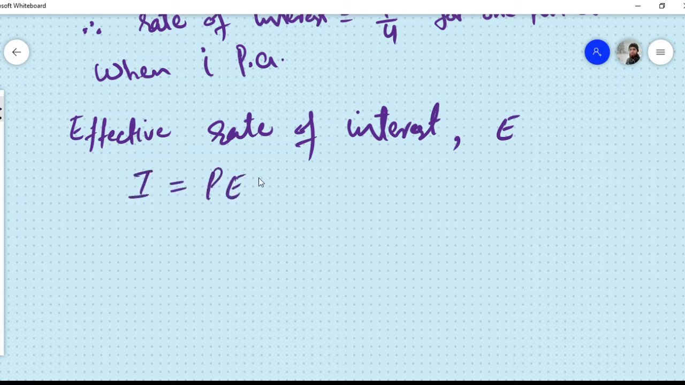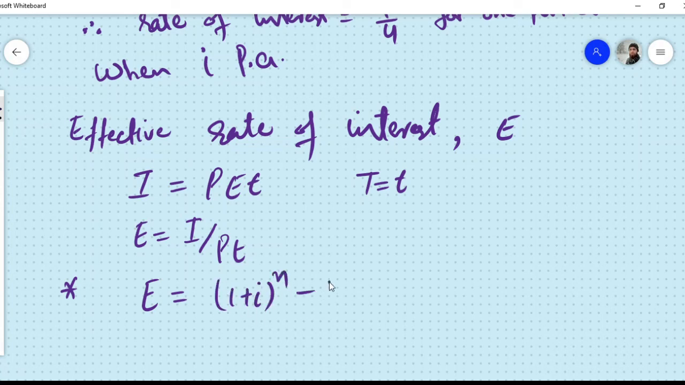Then we came to the next topic, which is effective rate of interest, which is denoted by E. I is equal to PET very easily, where they have the usual meanings. I is the interest, P is the principal amount, E is the effective rate of interest, and T is the time period for which the amount is to be calculated. Here E can be written as E equal to I divided by PT.